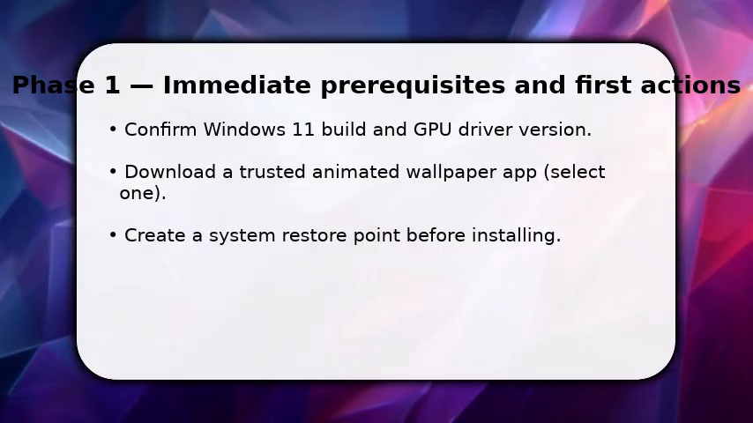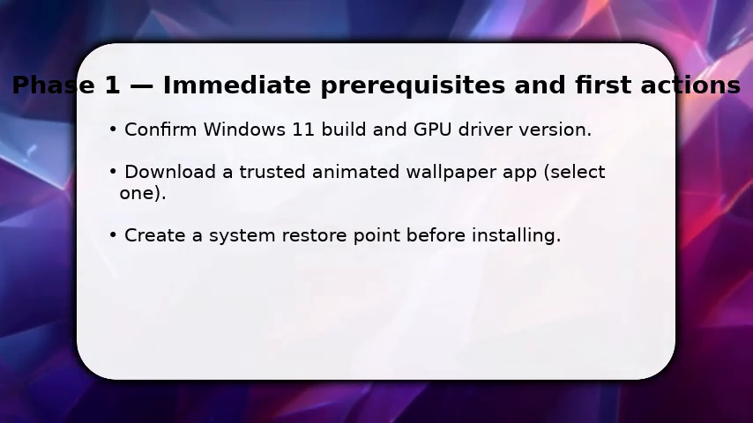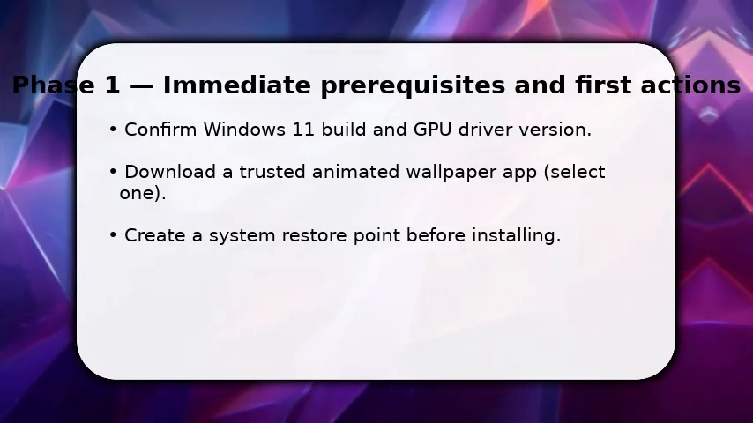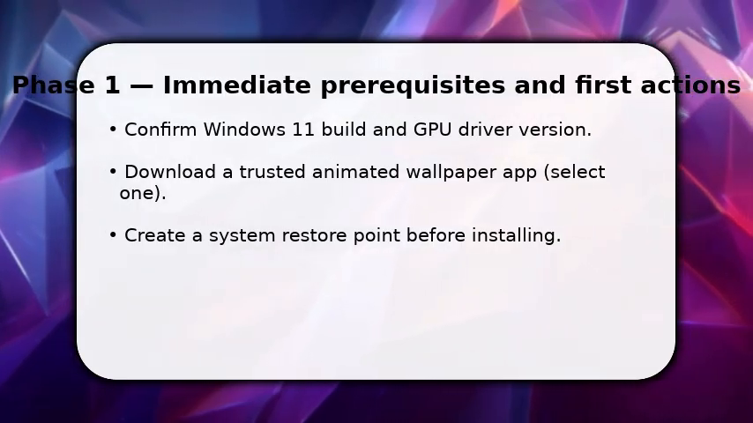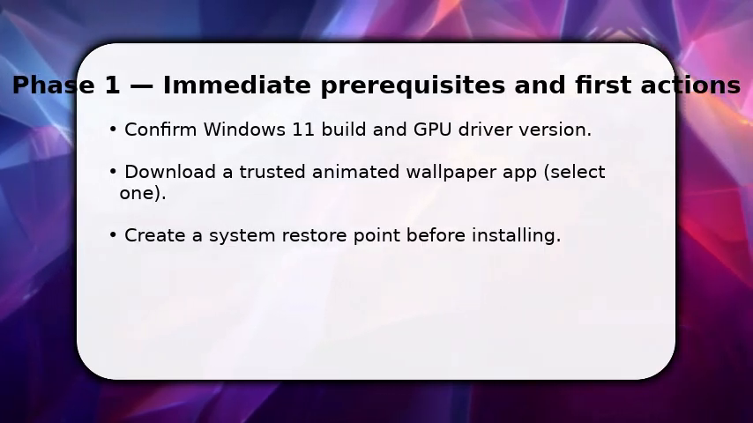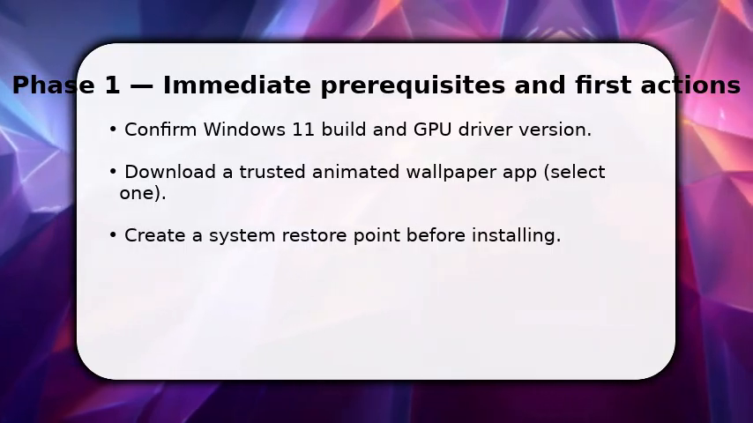You start by confirming Windows 11 and updated GPU drivers so animations run smoothly. This prevents stuttering. Once done, choose a reputable animated wallpaper app and download it. Pick the one that supports video, GIF, or web formats. Make a system restore point before installation to roll back if needed.